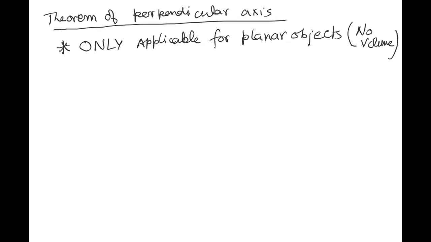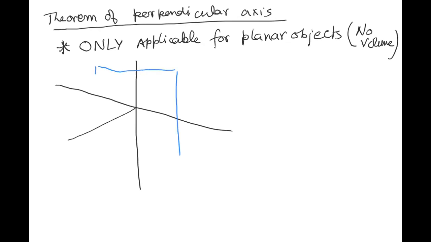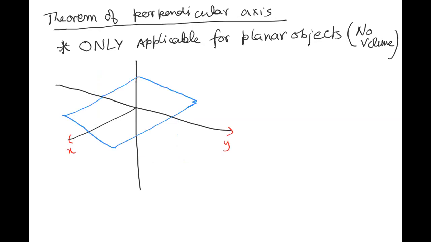So, if this is the x, y, and z axis, and if this is the planar object, okay, so this object is existing in the xy plane. In fact, I think I'll make the xy plane horizontal. So this is the planar object existing in the xy plane. So this is the x-axis, this is the y-axis, this is the z-axis.